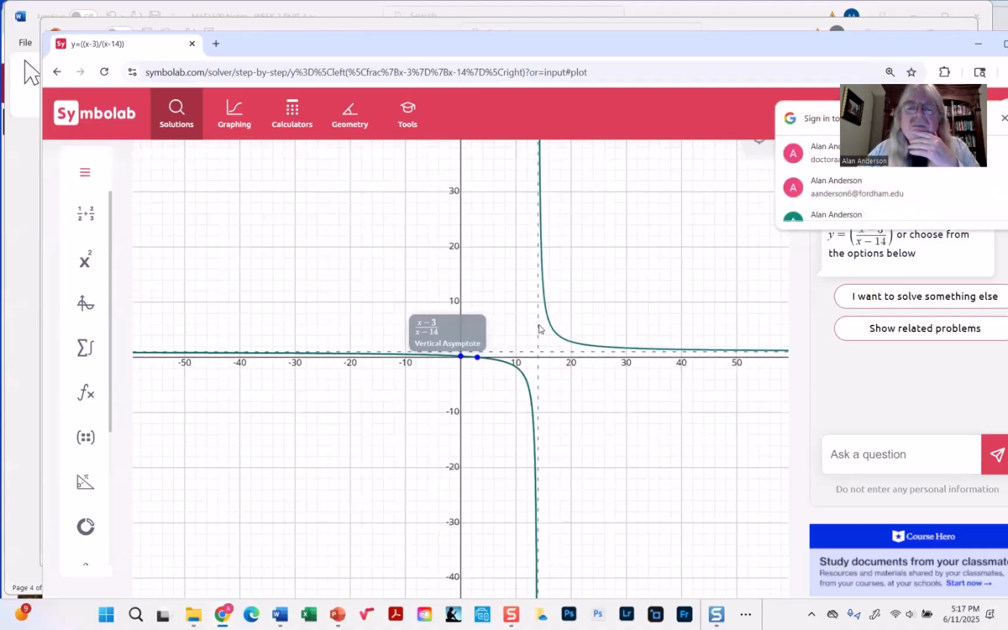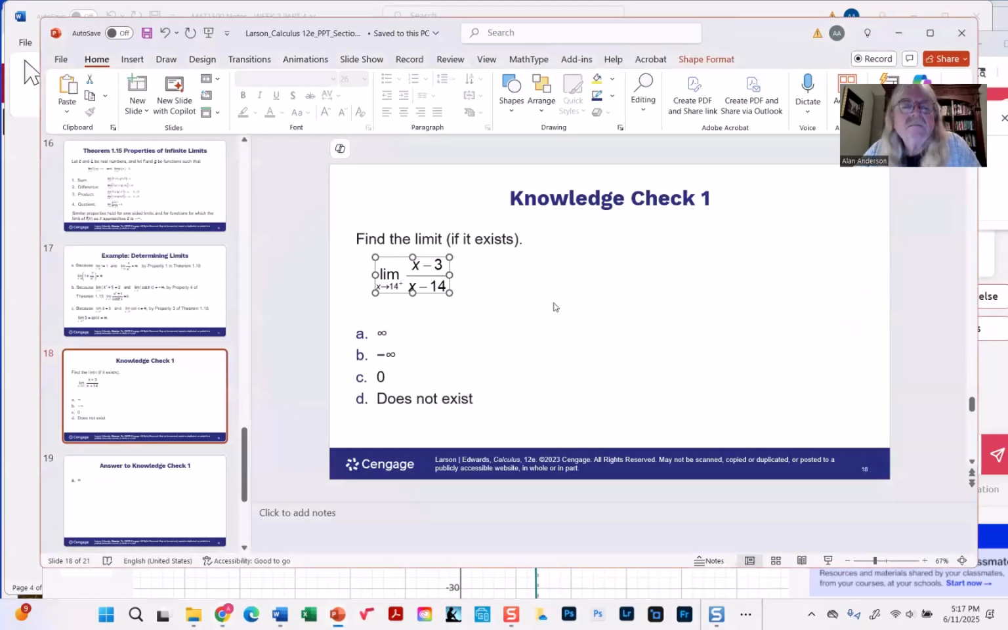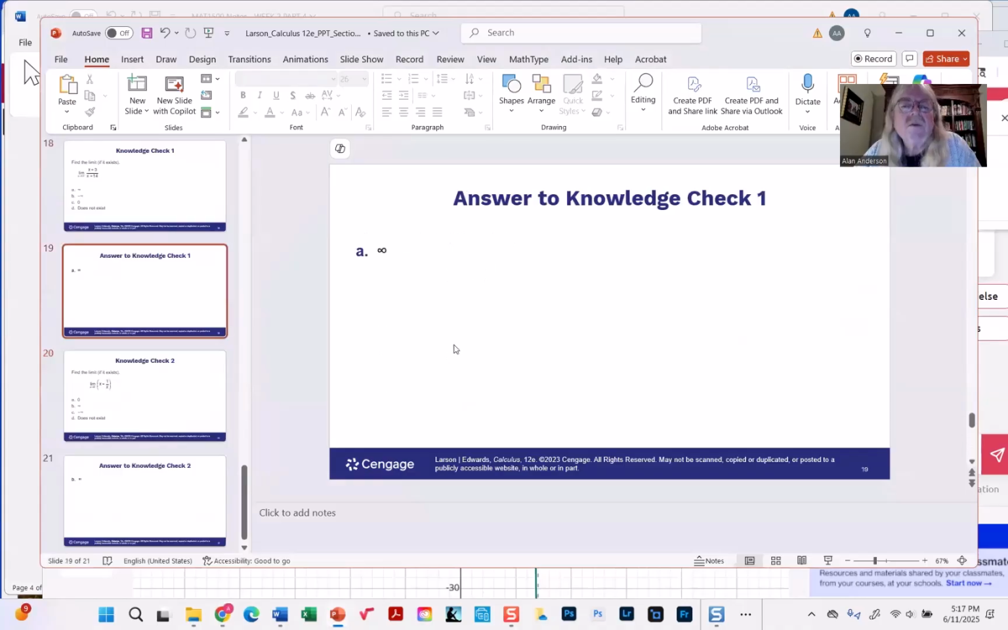Okay, so there's an asymptote at 14, as you can imagine. And you can see now we're approaching 14 from the right. So therefore, it must be the case that the limit is infinity. You can see just by looking at the graph. As we come from the right, the function is increasing without bound, and that means the limit is infinity. So the correct answer is infinity.